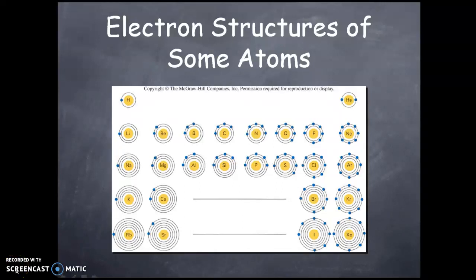Electron structures of atoms. The electron structures of some of the atoms are given in this slide. You can see that hydrogen with one electron is placed right here. Then helium is here with two electrons. Every element in the periodic table tries to mimic the electron configuration of the ideal gases, because they have either closed shells or closed subshells with electrons.